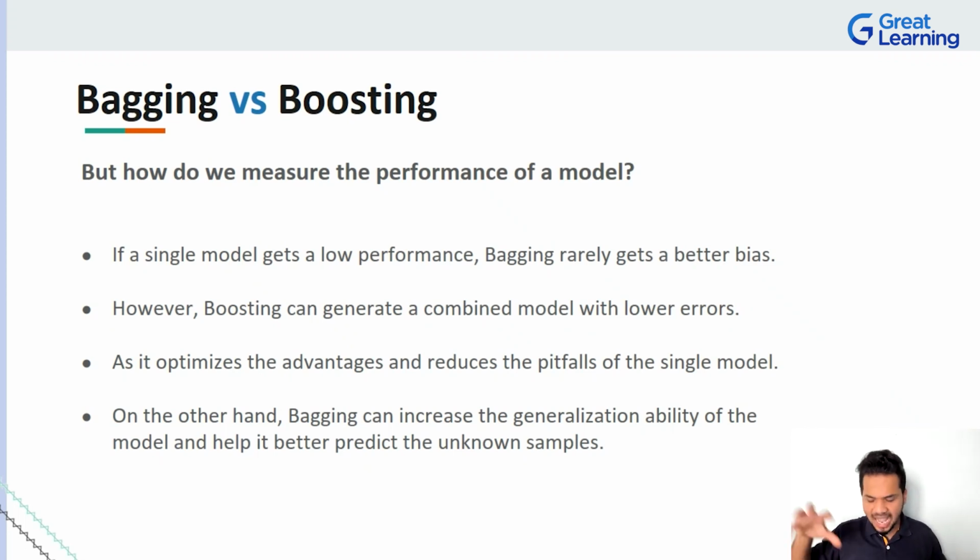Because having just single models will bring their own disadvantages, but once you start clubbing them, there's just one disadvantage you'll have to take care of, right? So bagging also has the capability to actually increase the generalization ability. As I just told you previously, you will assess and understand how well you can predict the unknown samples as well.